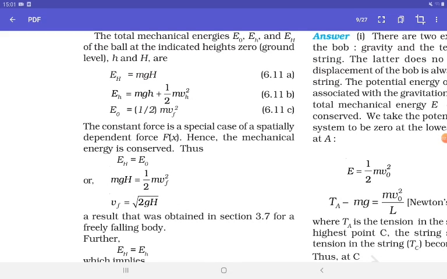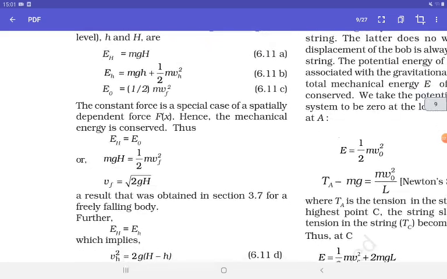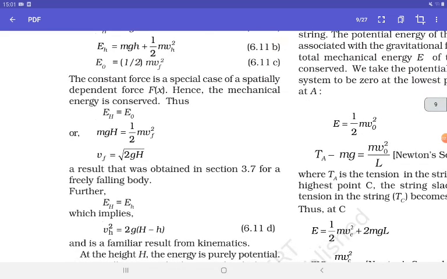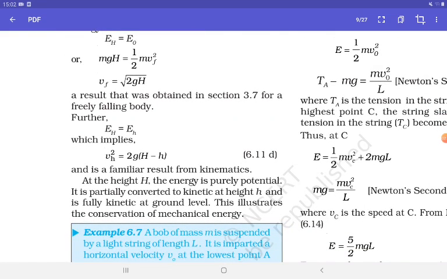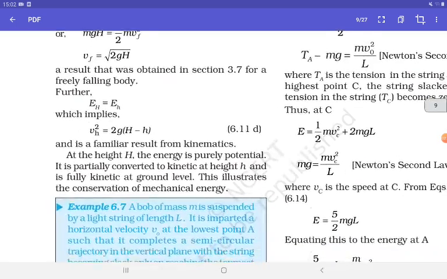The constant force is a special case of a spatially dependent force F(x). Hence, the mechanical energy is conserved. Thus, E_H = E_0 or mgH = ½mv_f², v_f = √(2gH), a result that was obtained in section 3.7 for a freely falling body. Further, E_H = E_h, which implies v_h² = 2g(H − h), and is a familiar result from kinematics.